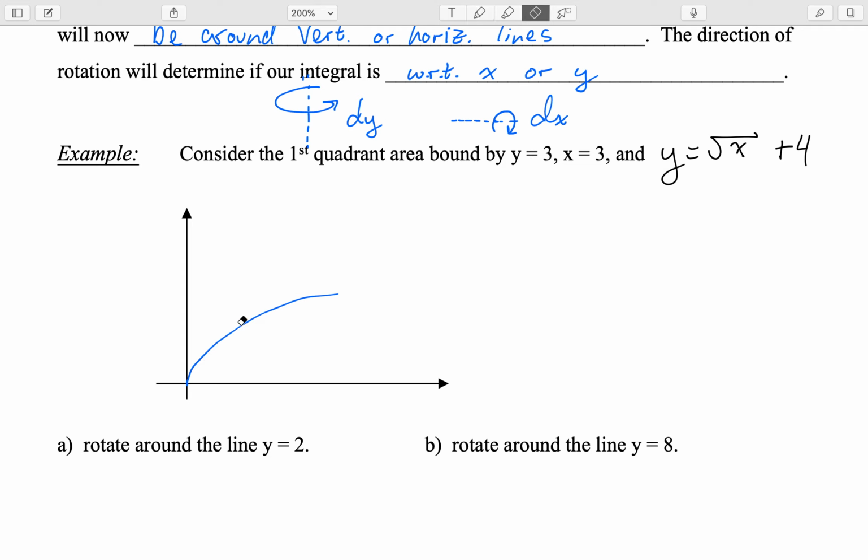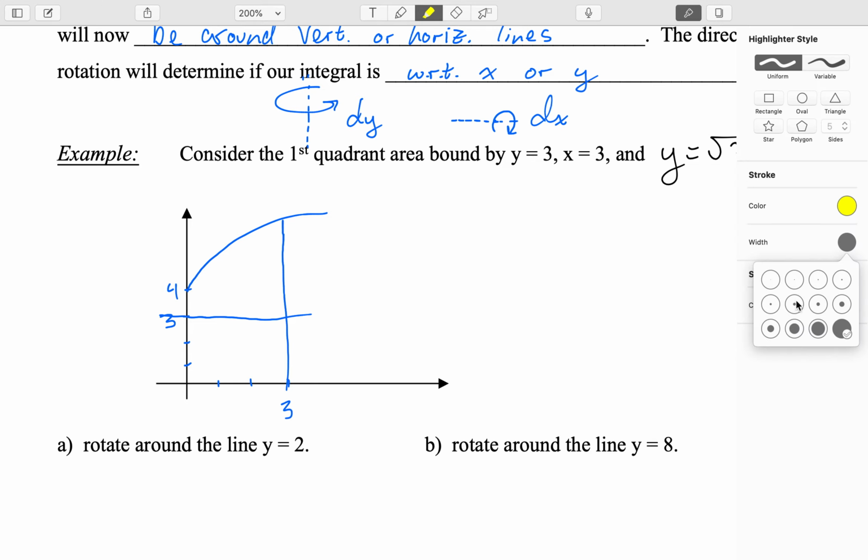Okay, so here's what we're going to do. See if we can actually draw this thing kind of accurately. It's got to be better than that. It's going to look something like this. And 1, 2, 3. I'm only going out to 3 in the x direction, and there's 3 for my y direction. So really, this is the region that we're going to be talking about.